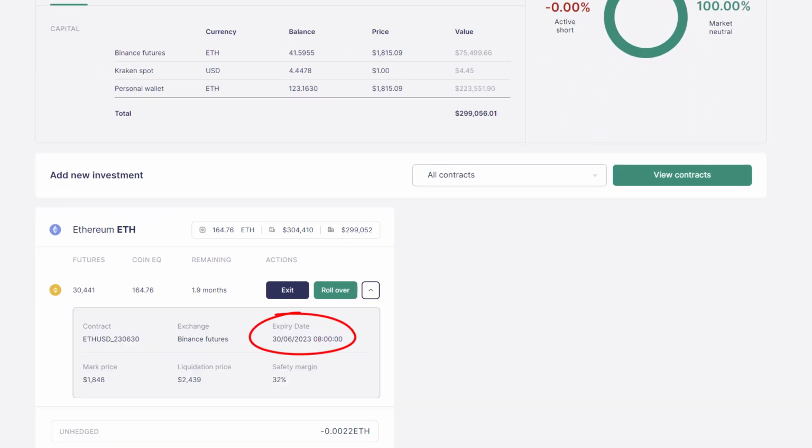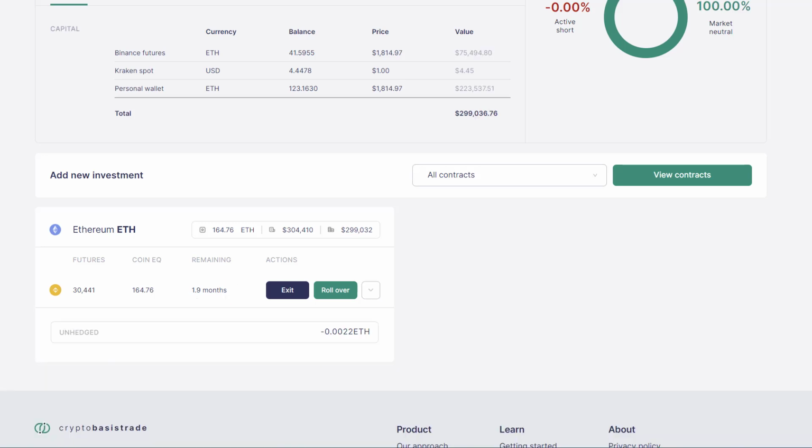Here, our futures contracts expire on the 30th of June in 1.9 months. Let's fast forward and look at our portfolio 3 days before the delivery date. As you can see, the value of our arbitrage position in Ether increased to $304,000, which is close to the futures nominal value. This is because the futures spread has decreased since we established our position almost 2 months ago.